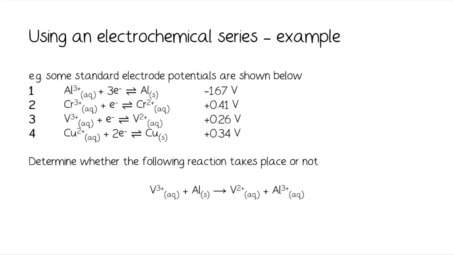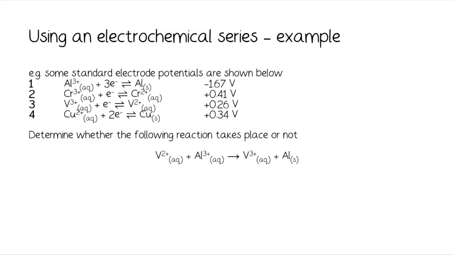So here's another example. We've got some more electrode potentials here for you to use, and it says determine whether the following reaction takes place or not. Have a go, and then press play when you want to see the solutions. So again, in this case, they've told us what's being oxidized and what's being reduced.